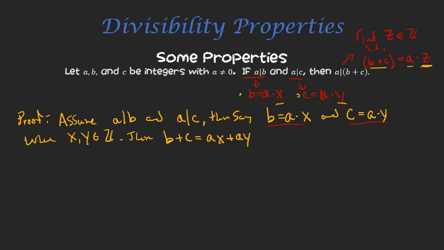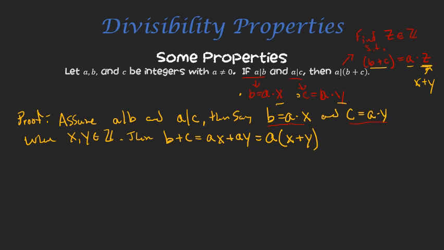Remember, we want to write a times some other integer. This should remind you of what we did with evens. If I want to show something's even, I need to factor a 2 out. Here, if I want to show that a divides something, I need to be able to factor an a out. And we can do that here, right? ax plus ay is the same thing as a times x plus y. And so x plus y, we're sort of figuring this out as we go. Z is x plus y.